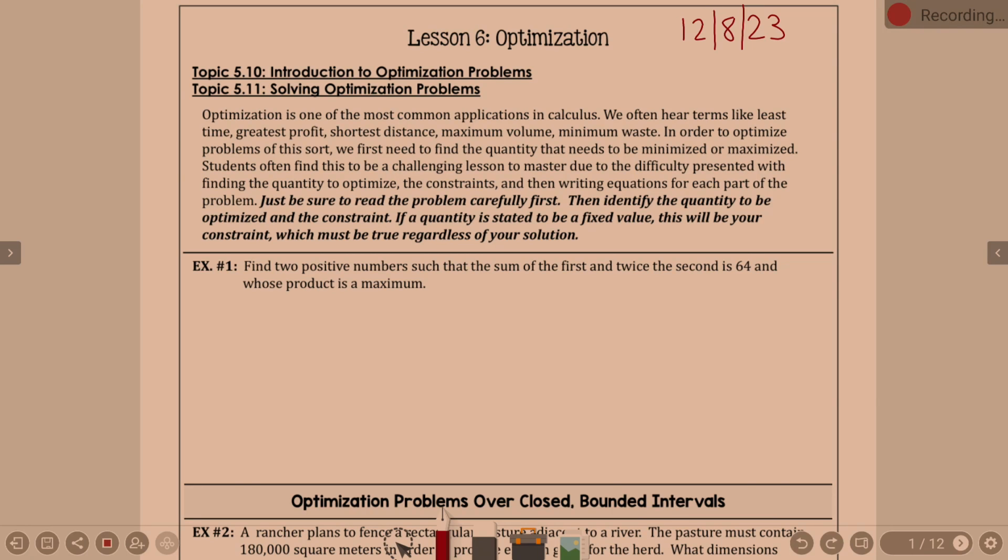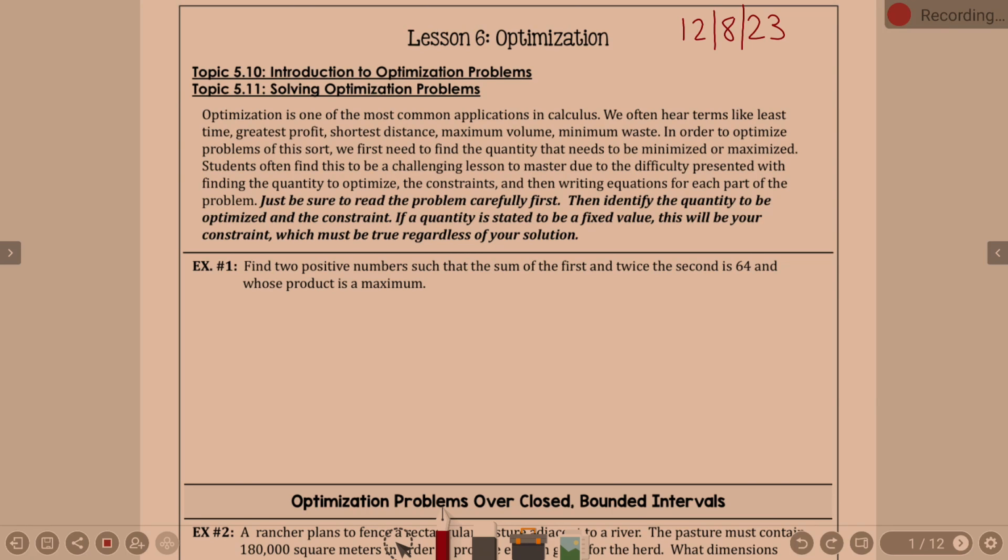Students often find this to be a challenging lesson to master due to the difficulty presented with finding the quantity to optimize. The constraints, I feel like, are usually a problem. And then writing the equation. So reading the problem is key. We need to read, okay? I know, big thing. Kind of like when we did related rates. I'm going to want us to read it and break it down, okay? I must have said Hannah's favorite words there. Identify the quantity to be optimized and the constraint. If a quantity is stated to be a fixed value, this will be your constraint, which must be true regardless of your situation. Or of your solution, sorry.